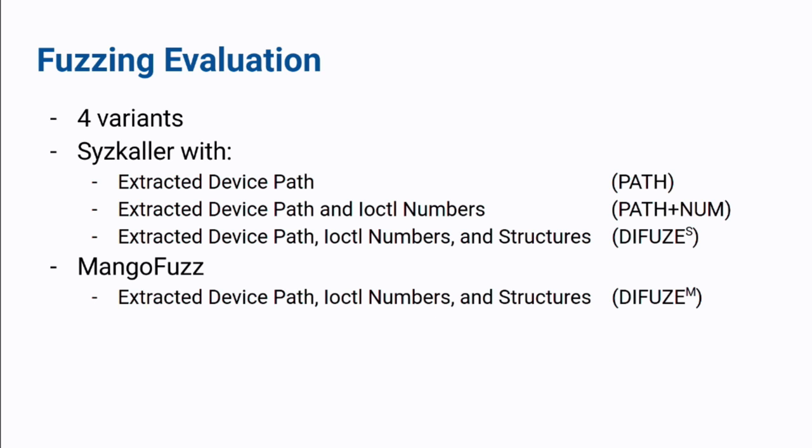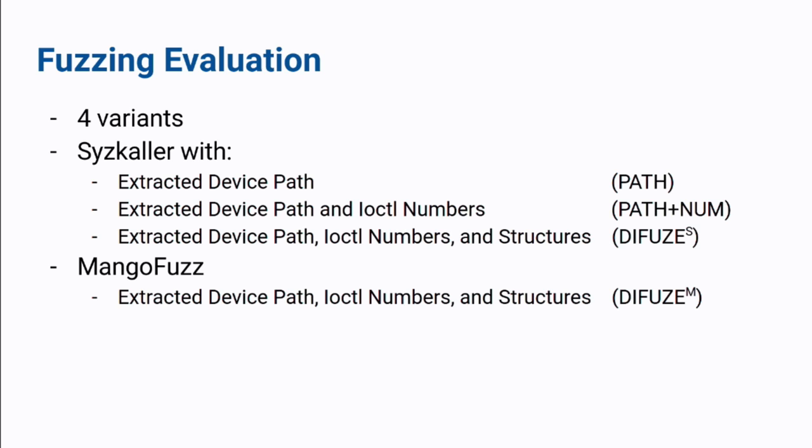Okay, to do the actual fuzzing evaluation, we picked 4 different variants, which included various levels of the interface information which we've extracted. First, we used Syzkaller. Syzkaller is a state-of-the-art Linux kernel fuzzer built by a very good team at Google. And if you give Syzkaller the definition for a syscall or set of syscalls and how to call them correctly, it can fuzz them very well.